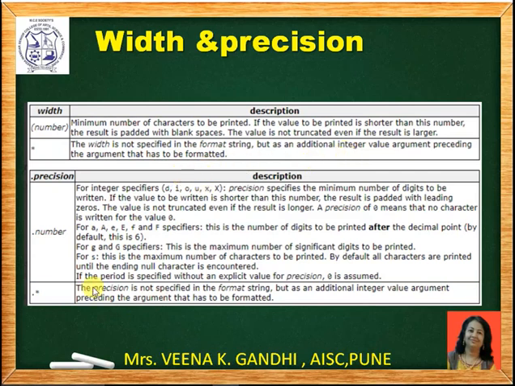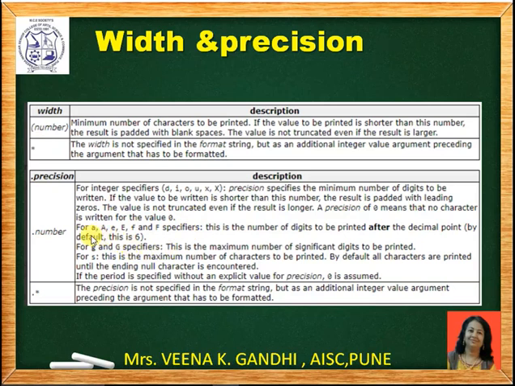Now next is dot precision. You can specify dot number, dot 2, dot 3 like that. For integer specifiers like d, i, o, u, x, X, it specifies a minimum number of digits to be written. If the value to be written is shorter than this number, the result will be padded with leading zeros. And if the value is larger, the value will not be truncated. A precision of 0 means that no character is to be written for the value 0.